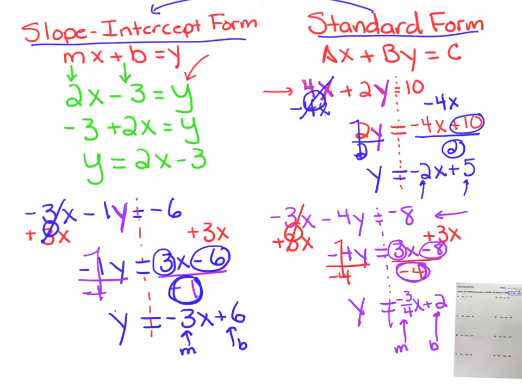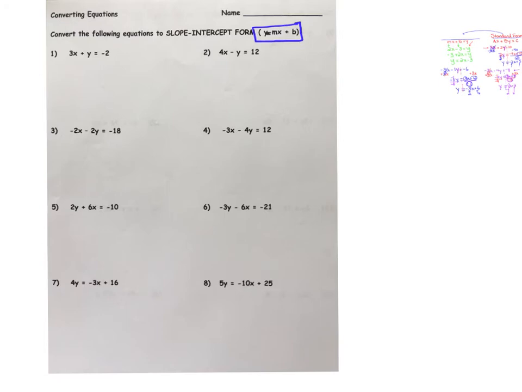Now let's take a look at the worksheet. You have to complete the following assignment. Take these equations that have been given to you in standard form and convert them to slope-intercept form. Let's start by dropping a dotted line down each equation. And next, let's remember that in each equation, our goal is to isolate the y variable on the left or the right-hand side. Let's take a look at problem number 2.